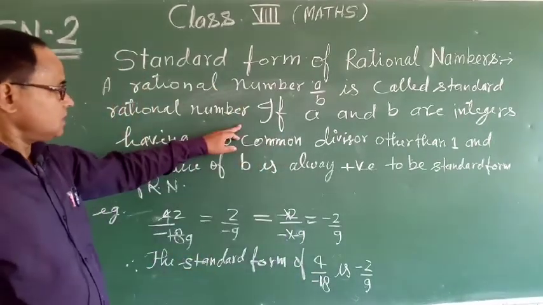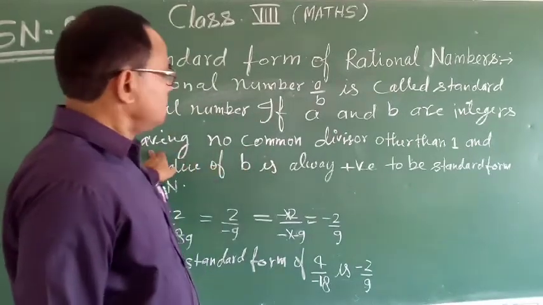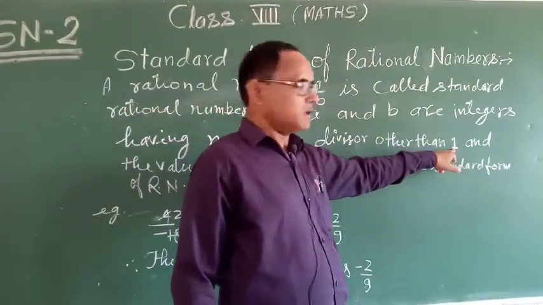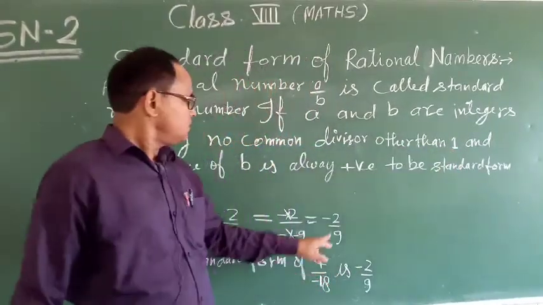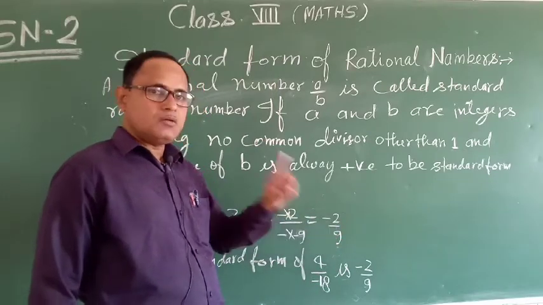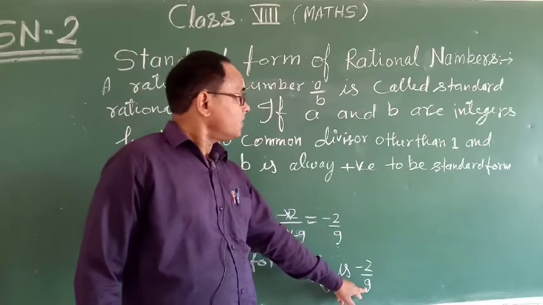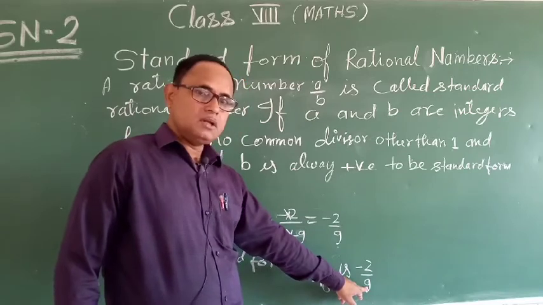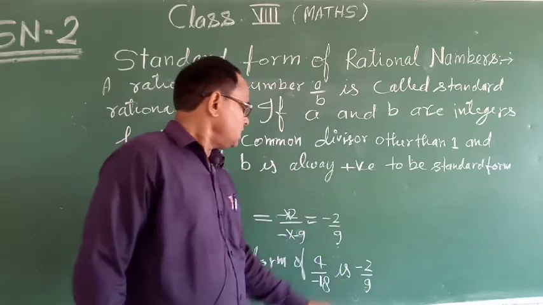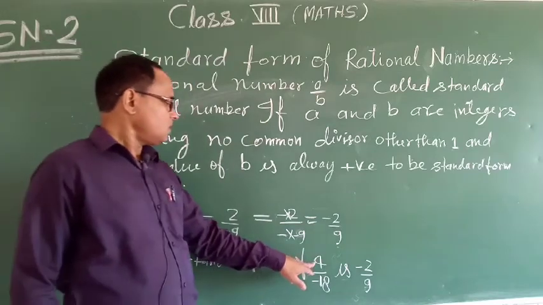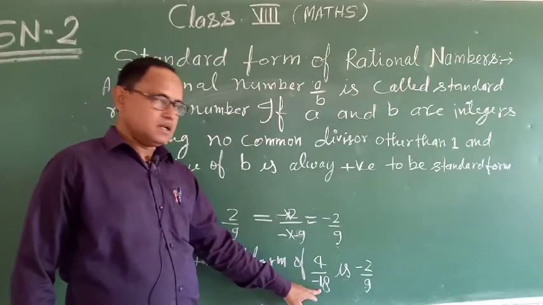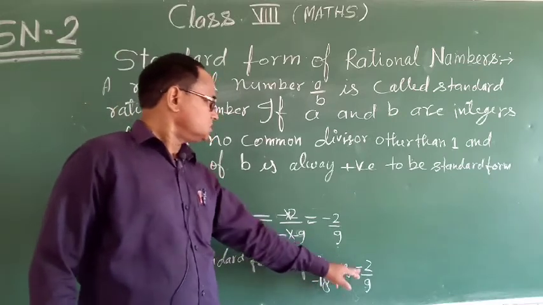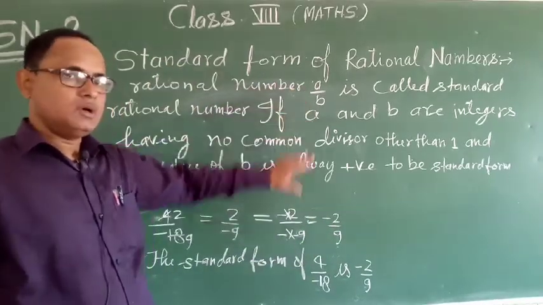Okay, here a and b are integers having no common divisor other than 1. Then here the common divisor is 1 and the value of b is always positive. Here the value of 9 is positive. Then minus 2 by 9 is the standard form of 4 by minus 18. Then the standard form converts into this type according to this rule. Okay, students?